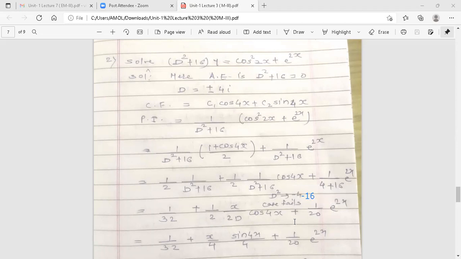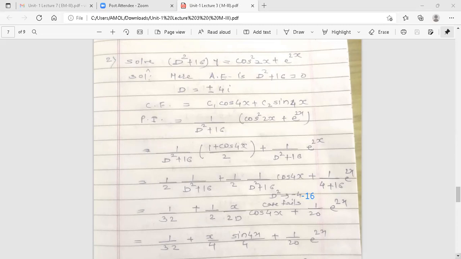Replace D square by minus 16. And if we replace D square by minus 16, plus 16 is 0. So it is the case of failure. So multiply the numerator by x and take the derivative of the denominator. The derivative of D square is 2D, cos 4x, plus 1 by 16 plus 4, that is 20, e raised to 2x.